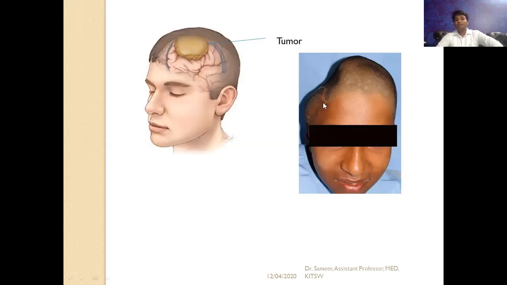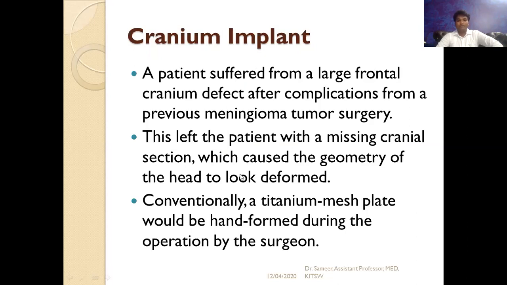Due to the operation performed, the removed skull could not be fixed back into position, so the deformation had taken place, and the skull is missing in this area. This left the patient with a missing cranial section, which caused the geometry of the head to look deformed, as we have seen in the previous slide.